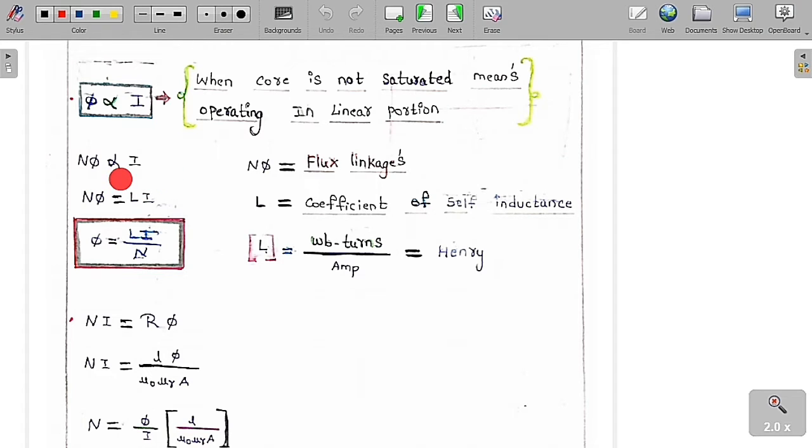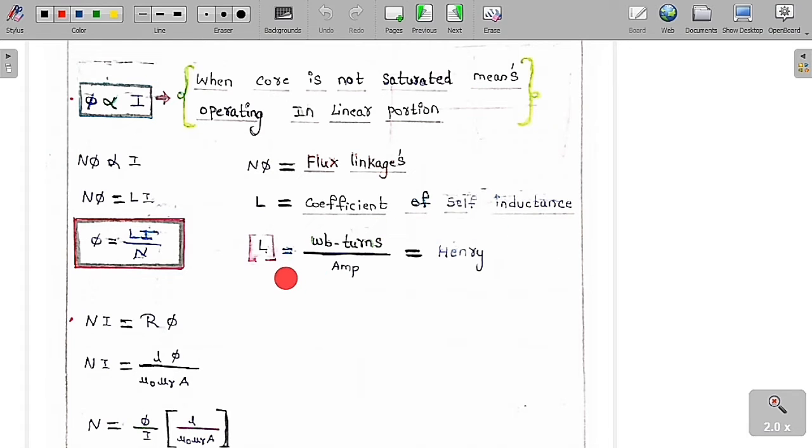If you remove the proportionality sign, we have to introduce a constant, the self-inductance L. So N phi is equal to L into I, and phi is equal to L i by N. So this is also another formula: flux is equal to L i by N. N phi is called the overall flux linkage, which is equal to lambda, and L is called the coefficient of self-inductance.